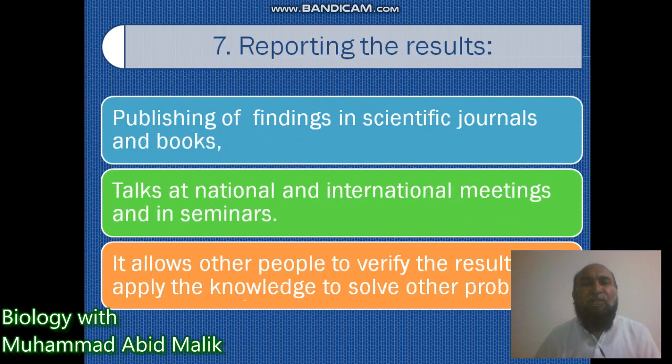Reporting of the results, of course, is a big step to introduce your work. It involves publishing findings in scientific journals and books, like Nature, Scientific American, and other journals in which we publish our papers. It also involves talks at national as well as international meetings and in seminars. It allows other people to verify the results or apply the knowledge to solve other problems.